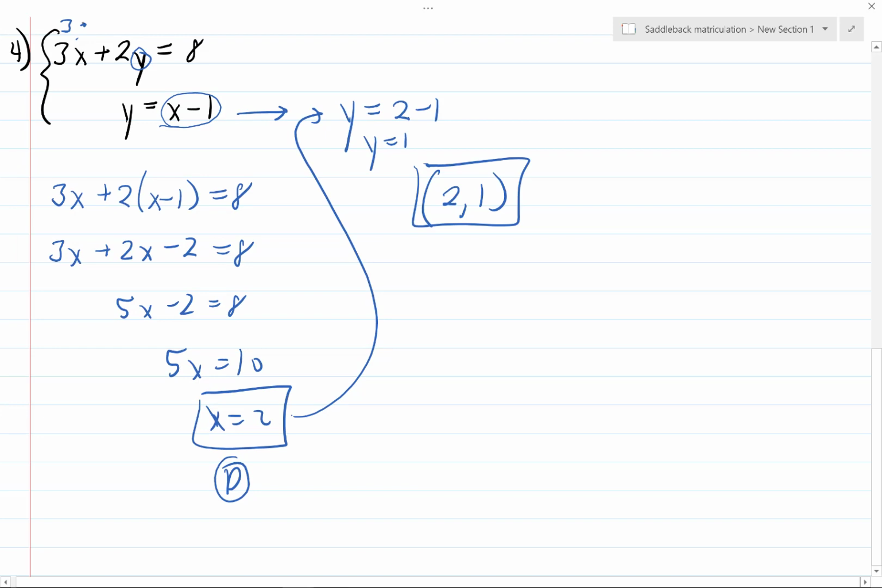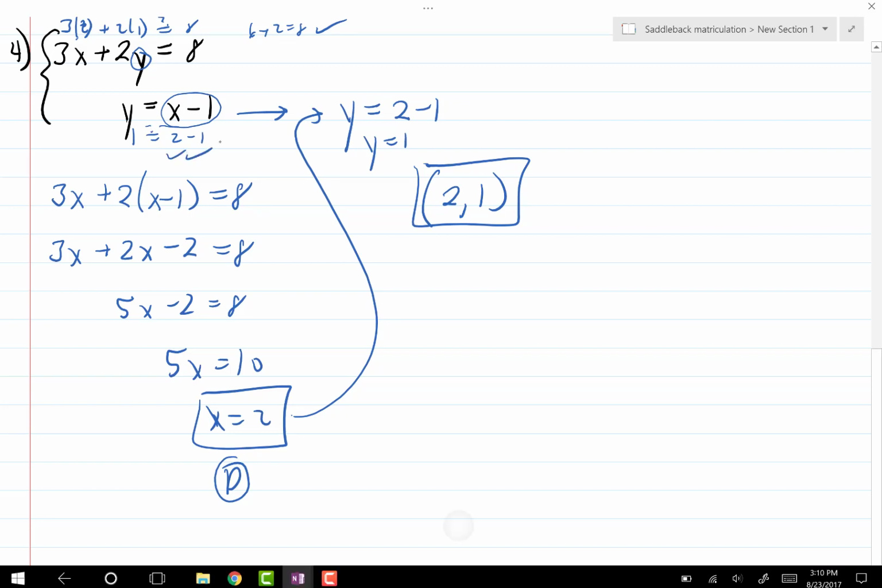So if I did 3 times 2 plus 2 times 1, does that really equal 8? So 6 plus 2 is 8. Yep, works for the first guy, but it's got to work for the second guy as well. So the y we said was 1, the x we said was 2. Does 1 equal 2 minus 1? Heck yes it does. It's looking pretty good. Awesome.